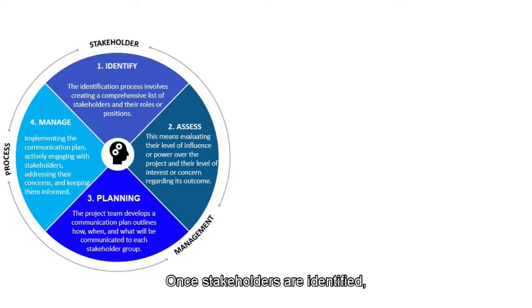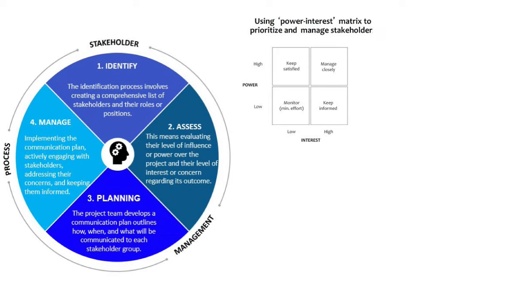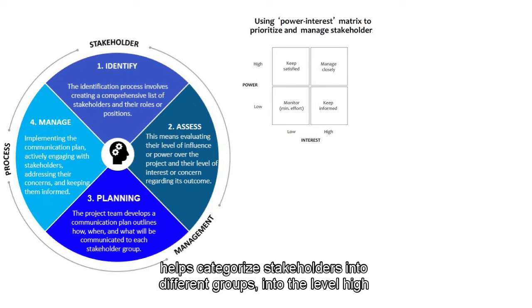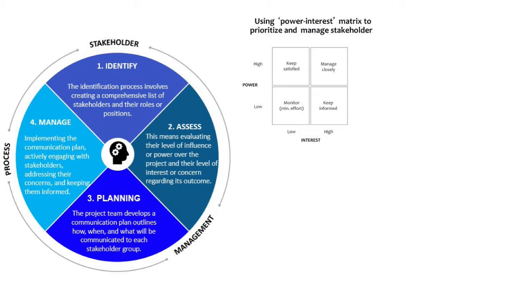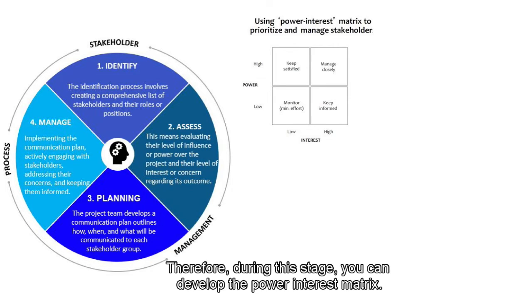Once stakeholders are identified, the next step is to assess them. This means evaluating their level of influence or power over the project and their level of interest or concern regarding its outcome. This assessment helps categorize stakeholders into different groups based on the level, high or low, of power and interest. This categorization sets the stage for tailored engagement strategies. Therefore, during this stage, you can develop the power interest matrix.